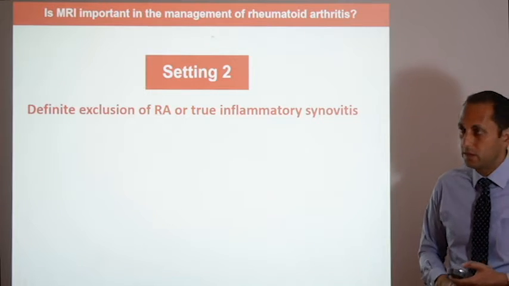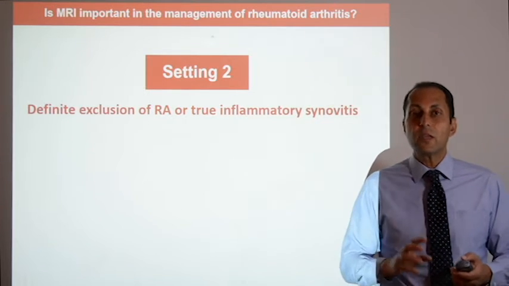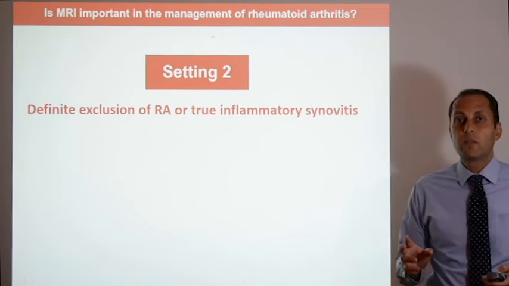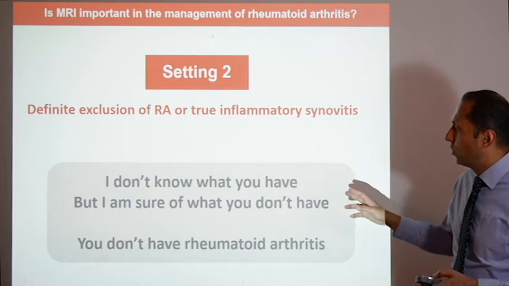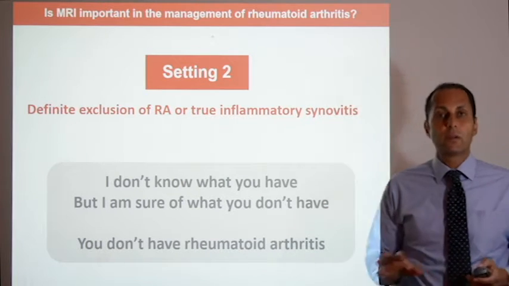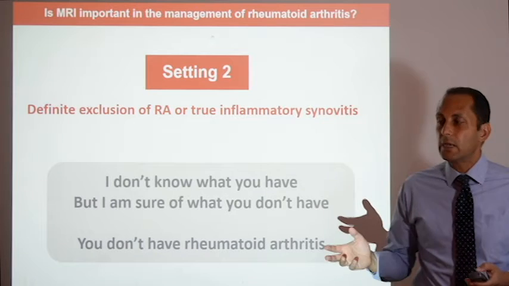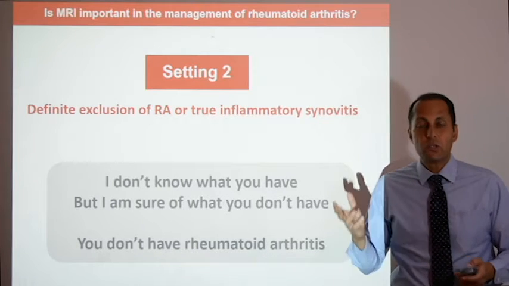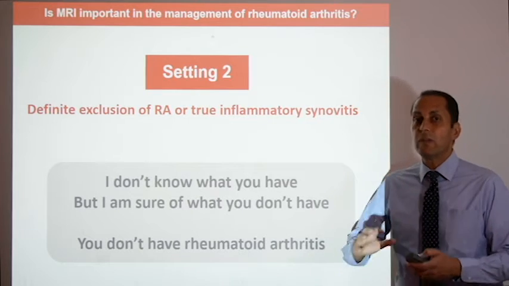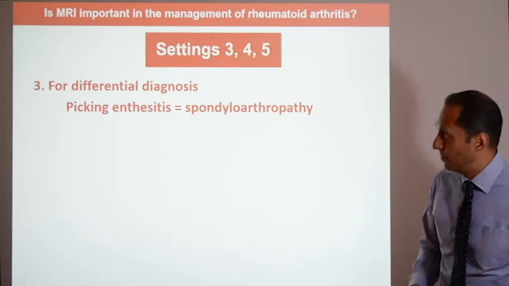not an inflammatory arthritis. If you go for an MRI and this MRI is free, then maybe you can end up telling the patient, I don't know what you have, but I'm sure of what you don't have. You don't have rheumatoid arthritis. Maybe she has peripheral neuropathy, maybe she has fibromyalgia, but she does not belong to the inflammatory arthritis entity.